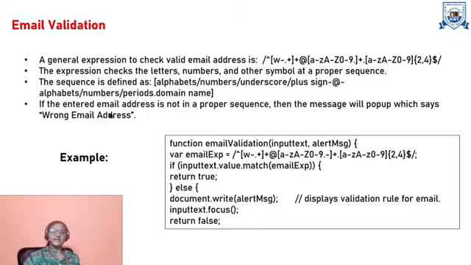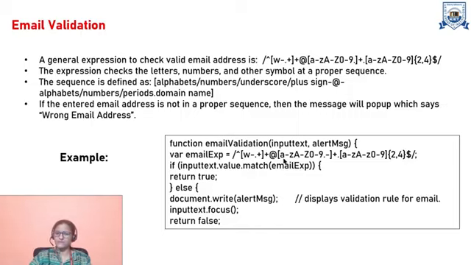If the entered email address is not in a proper sequence, then a message will pop up which says wrong email address. For example, for the email validation, we are passing the input text where we have given our email along with the alert message. What this function is going to do, we have provided a variable where we have given this expression. It means your email will be valid only if it matches this expression which we have given over here.